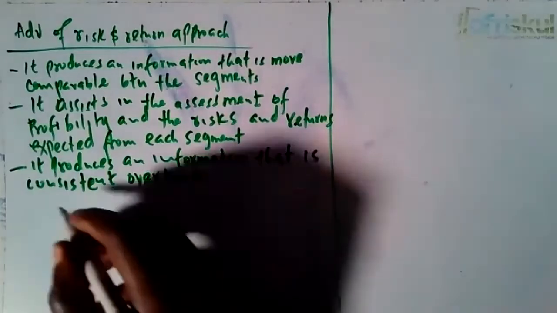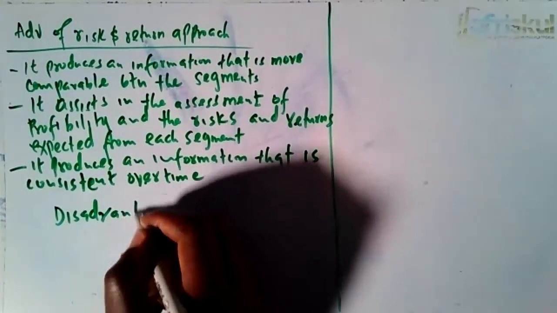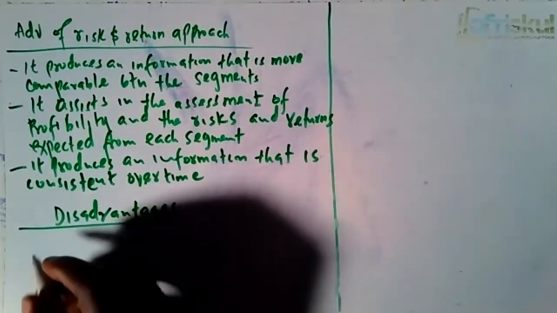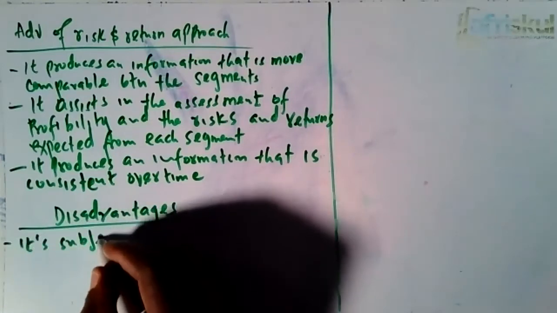So the disadvantages of the risk and return approach. Number one, we can say it is subjective.